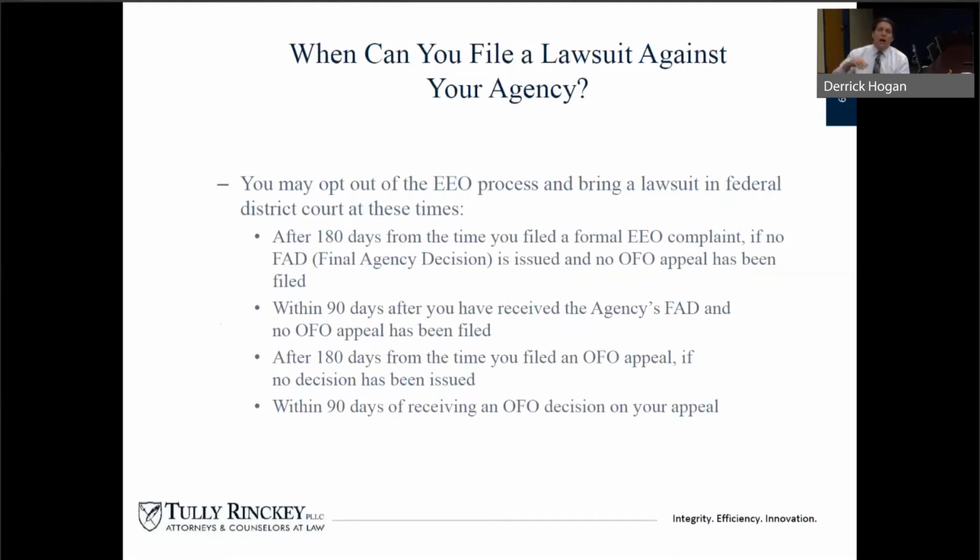And you'll see on your slides here the different times in which you can file a lawsuit in federal district court. It's after 180 days from the time you filed your formal complaint, if there's no final agency decision or no OFO appeal. Within 90 days, if you receive the agency's final agency decision and no OFO appeal. Within 90 days of receiving an OFO decision on your appeal.